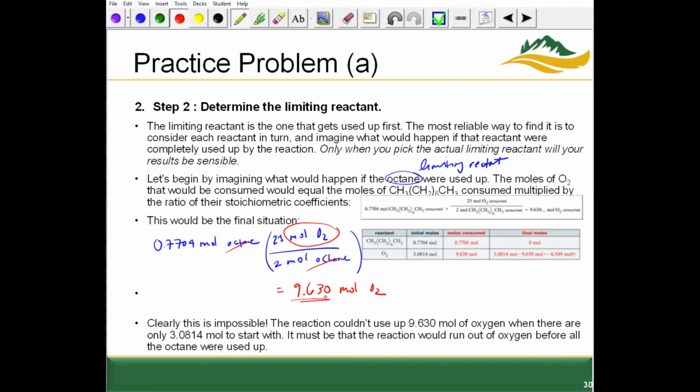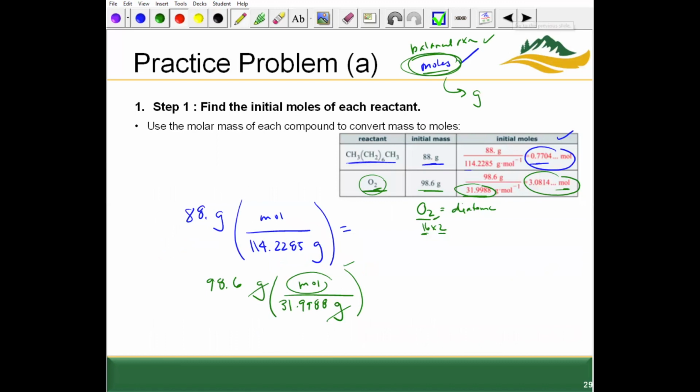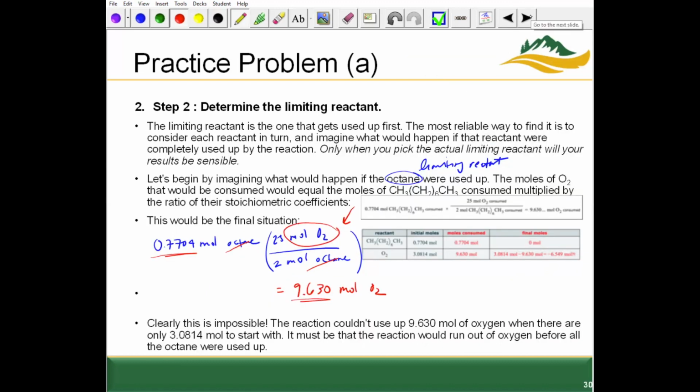Do we have this much oxygen to use? If we have this much octane we're starting with, and this is our mole to mole ratio. Well, here for oxygen, we only have about 3 moles of it. So we don't have 9.6 moles. At this point, we can say with certainty that octane is not the limiting reactant. Right? We don't have this many moles of oxygen when there's only about 3 moles to start with.